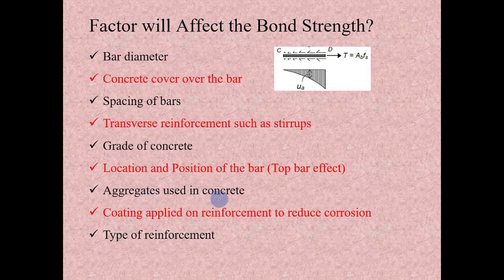And the aggregate used in the concrete. Lightweight concrete requires more bond length than normal weight concrete. Another factor is the coating applied on the reinforcement to reduce corrosion. This will reduce the bond, so we have to increase our bond length. And another factor is the type of reinforcement. The deformed bar will give more bond strength than the plain bar.